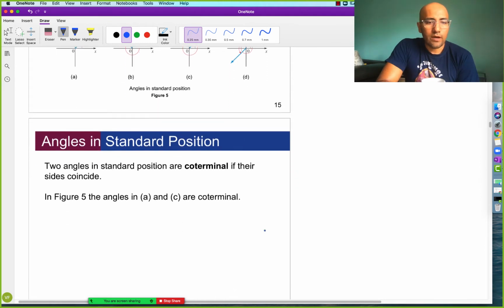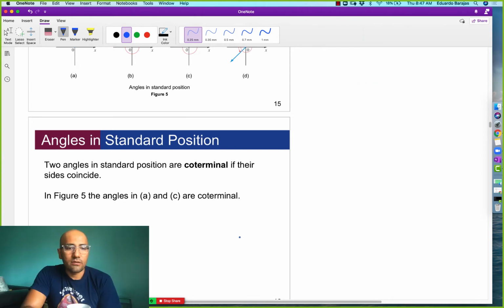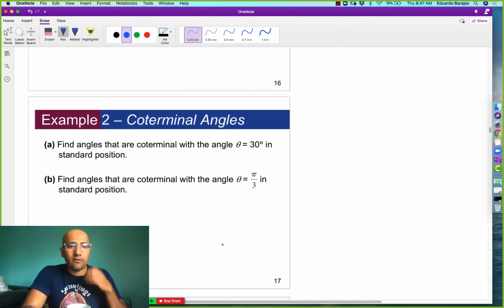Moving on. Two angles in standard position are coterminal if their sides coincide. For all angles in standard position, the initial side is the x-axis. But if the terminal side, the other side that's moving, ends in the exact same position for both, then we say that they're coterminal angles. For example, find angles that are coterminal to 30 degrees in standard position. Let's draw some sketches here.